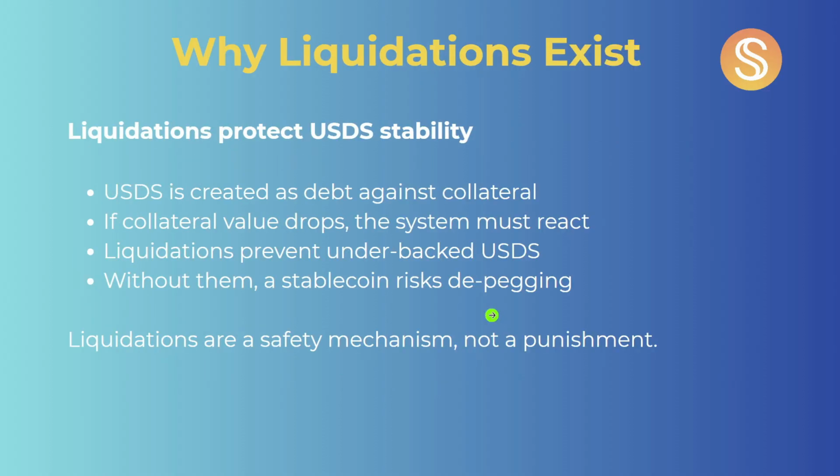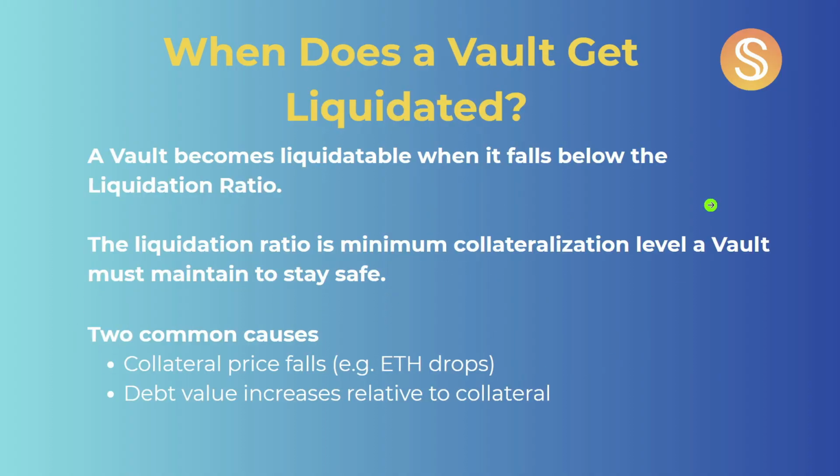So let's talk about liquidations. Why do liquidations exist? Liquidations protect USDS stability, so they protect the protocol's stability. USDS is created as debt against collateral. If collateral value drops, the system must protect itself, otherwise it becomes insolvent. So liquidations prevent underbacked USDS. Without them, the stablecoin risks depegging. So liquidations are a safety mechanism and not a punishment.